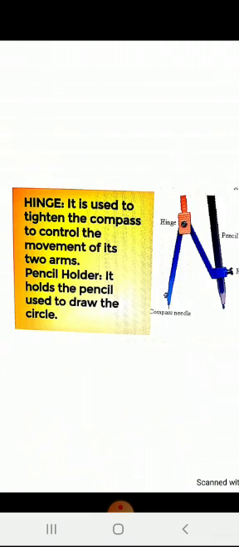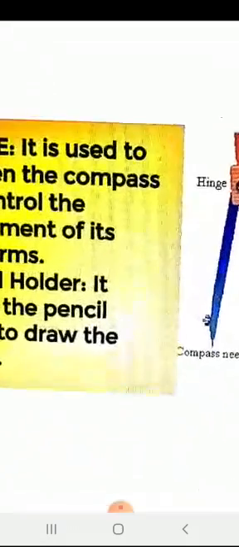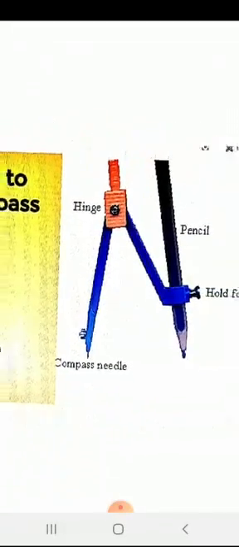What are the two arms? One is the needle and the other is the pencil holder. These two arms we can control using the hinge. Hinge is used to tighten the compass to control the movement of its two arms. Pencil holder, what is it? Pencil holder means it holds the pencil. Using this pencil, we'll draw a circle.